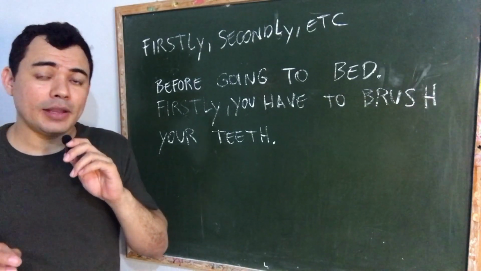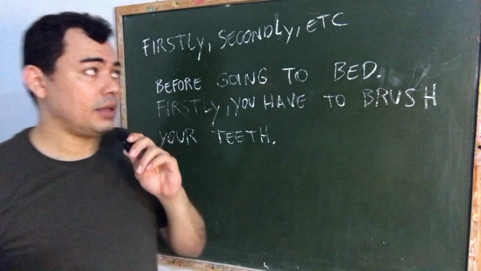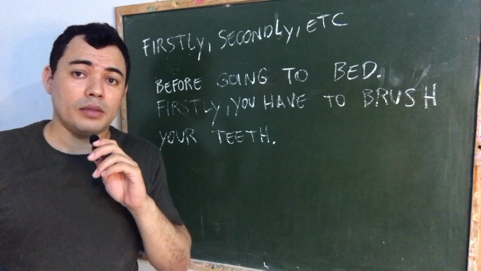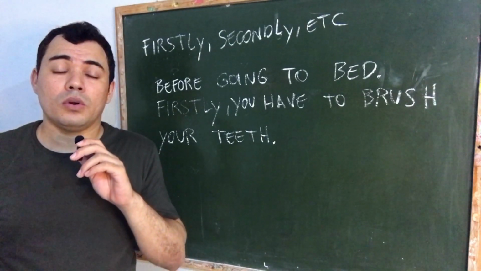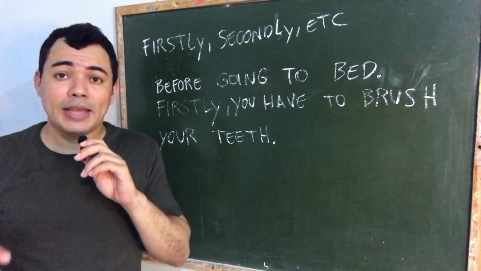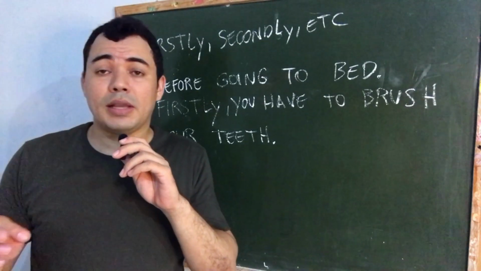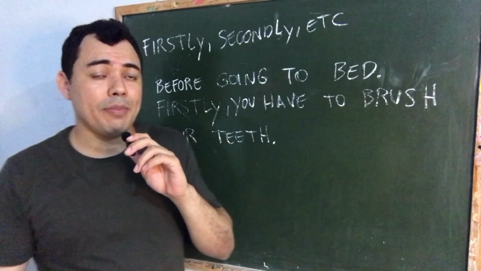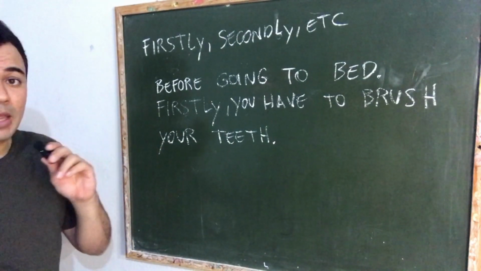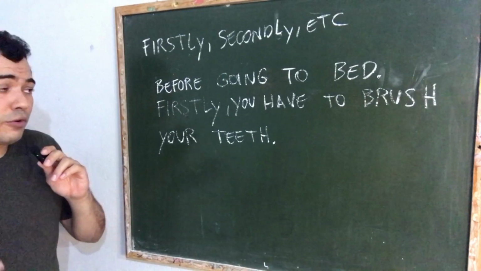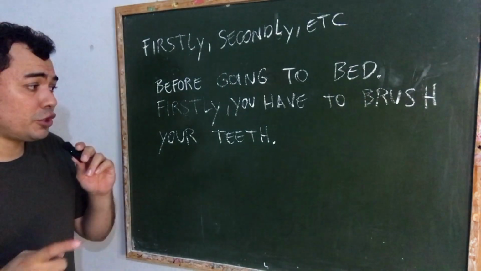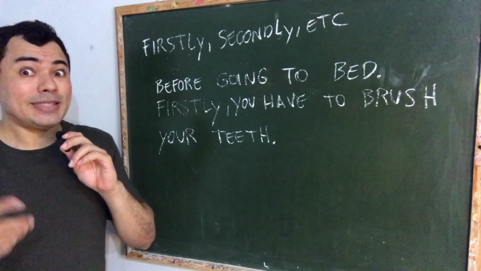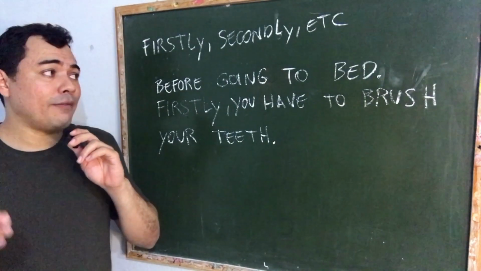Let's go ahead, folks. So here we have more linking words. Firstly, secondly, and so on. Firstly means before anything else, or first of all, and secondly is a thing that happens after something else has already happened. So, as an example, we can say before going to bed, firstly, you have to brush your teeth, and secondly, you have to go to bed.